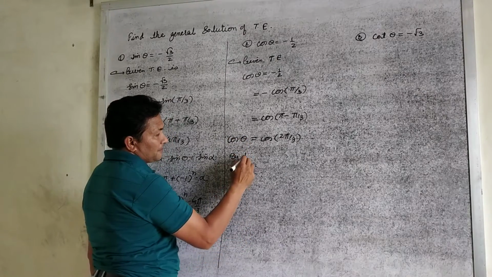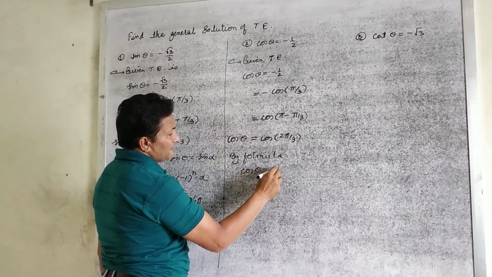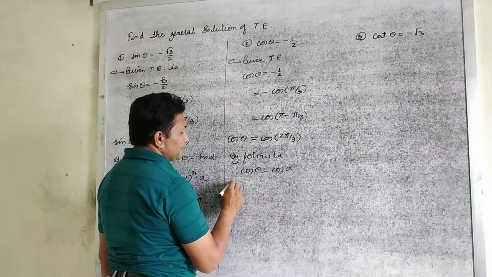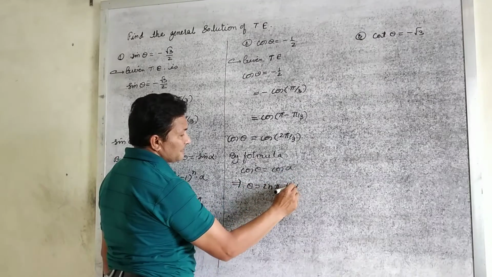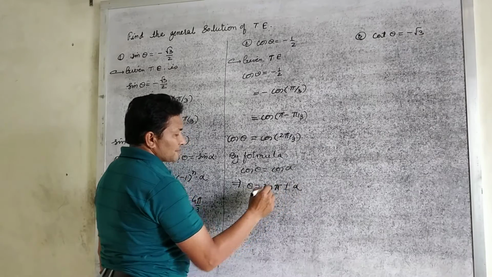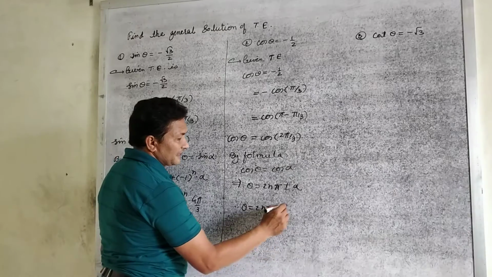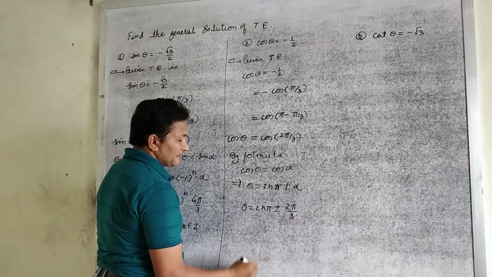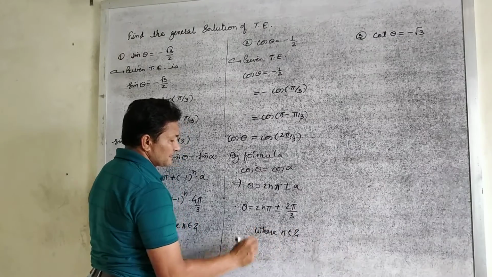So use the formula: cos theta is equal to cos alpha implies theta equal to twice n pi plus minus alpha. Therefore theta is equal to twice n pi plus minus twice pi by 3, where n belongs to z.